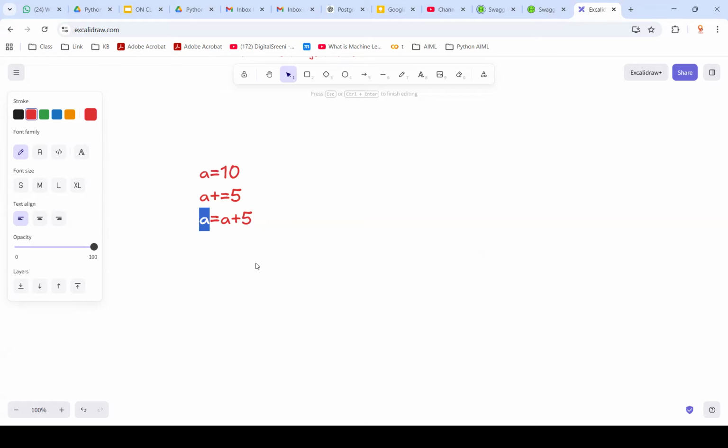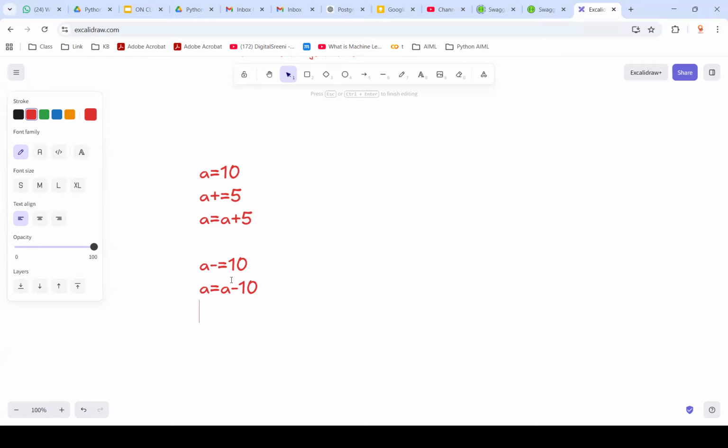The answer will be 15. Now if I write here A minus is equal to 10, let's suppose I have written the line A minus is equal to 10. So based on the previous concept, you can tell the meaning of this is what? The meaning of this is A is equal to A minus 10.